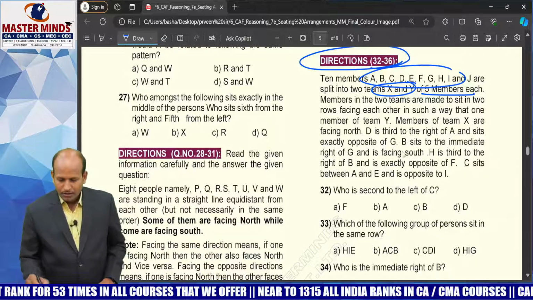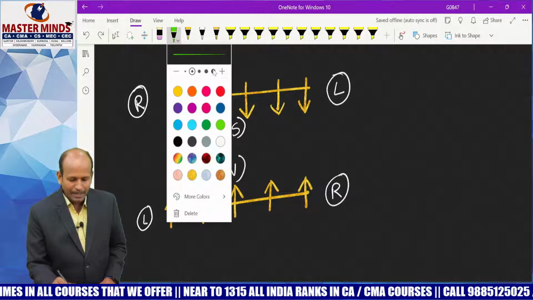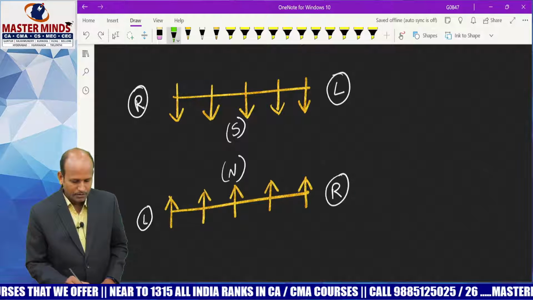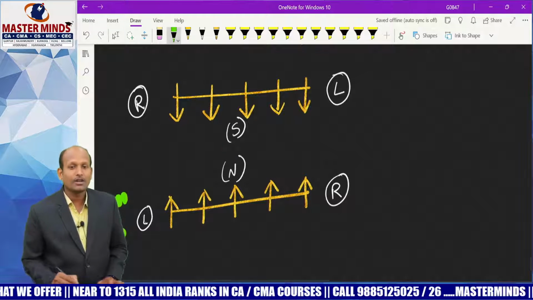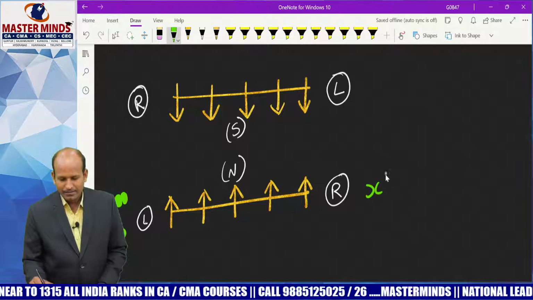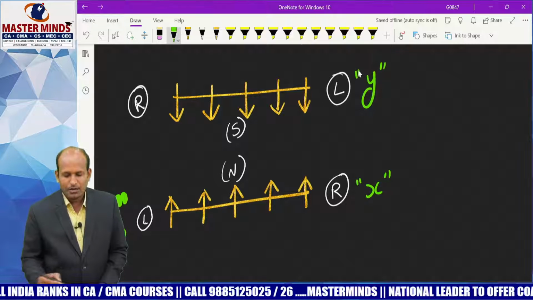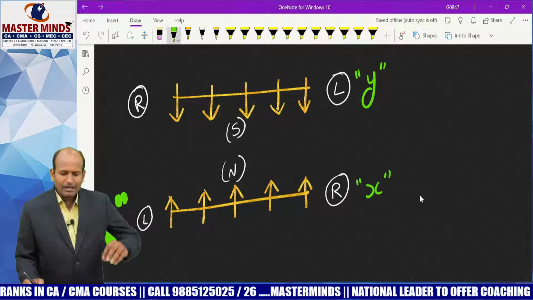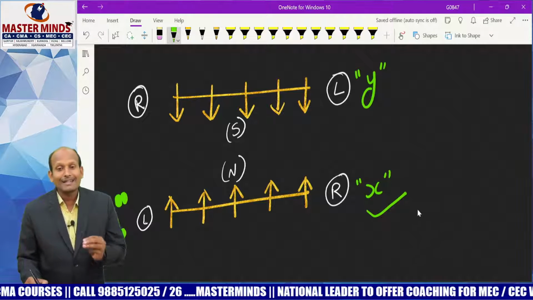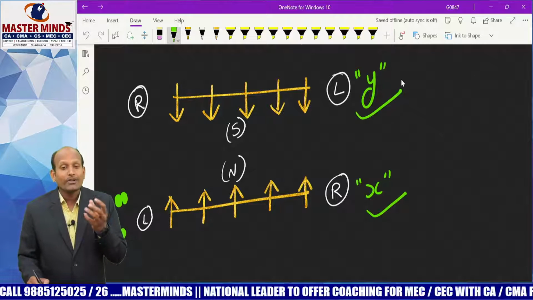Next one. The members of team X are facing north. Okay. Let team X we can call north facing. Team X we can call north facing, while team Y we can call south facing. Here team X north facing, team Y south facing, okay. But in team X, which 5 members we have, and in team Y, which 5 members we have?